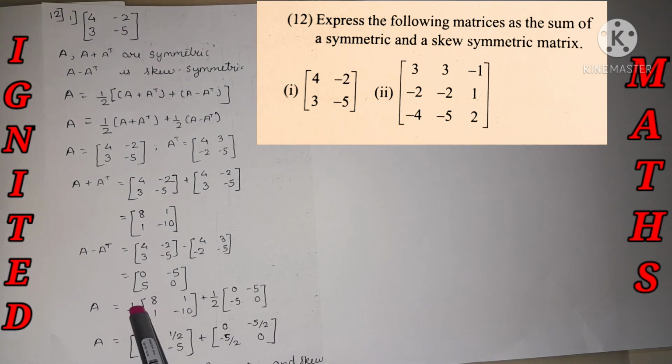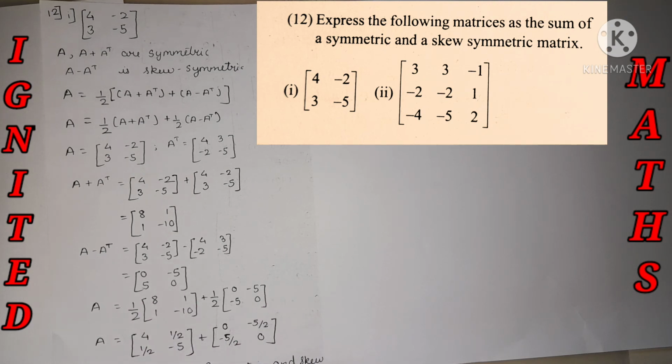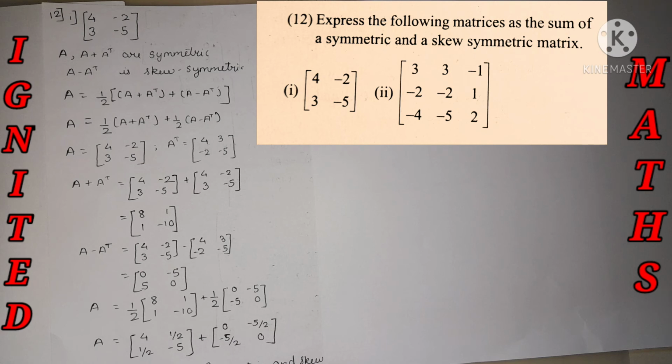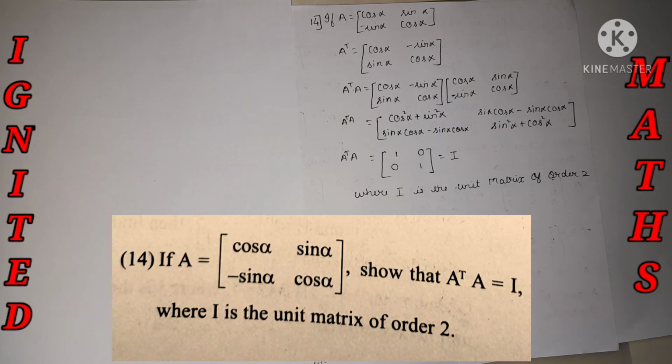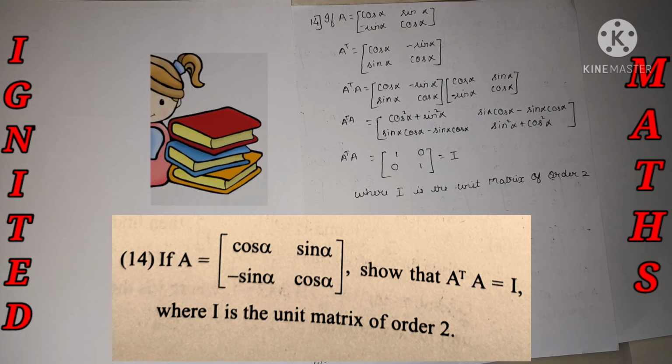It's nothing but a scalar multiplication of the matrices. 1 by 2 into 8 is nothing but 4. 2 4s are, yes, 2 4s are 8. So we will be getting the answer 4. The same procedure we need to do, and A is the sum of a symmetric and a skew symmetric matrix. Now in the 12th main question, one more sub question they have given, it's of order 3 cross 3.